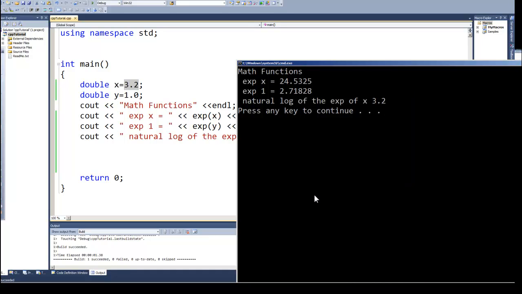So the e to the x function is essentially the inverse of that natural logarithm we've looked at in another video.